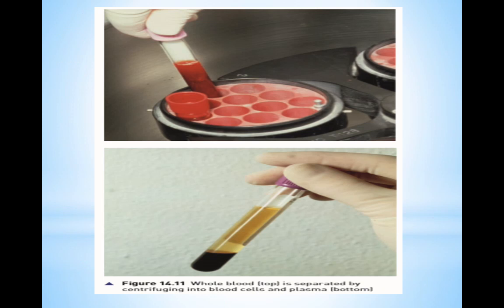You can see the top is the centrifuge and the bottom is after the centrifuge. Whole blood is separated by centrifuging into blood cells and plasma. The plasma is at the bottom.